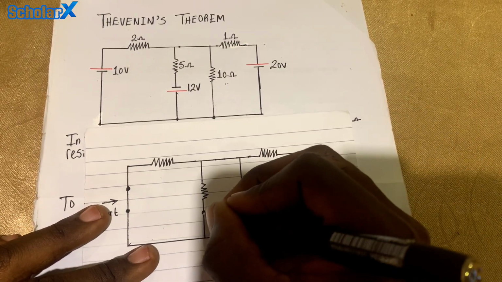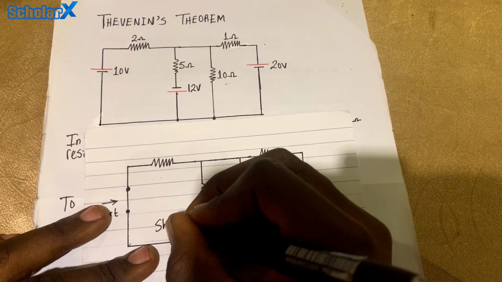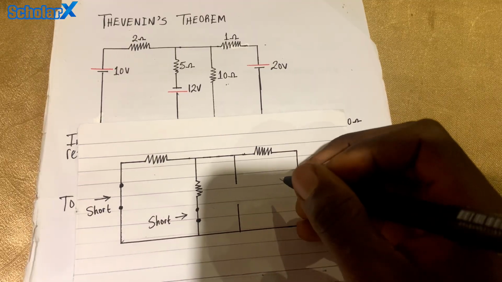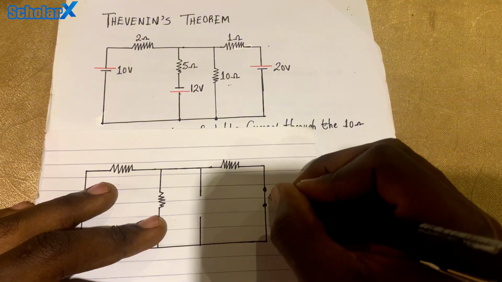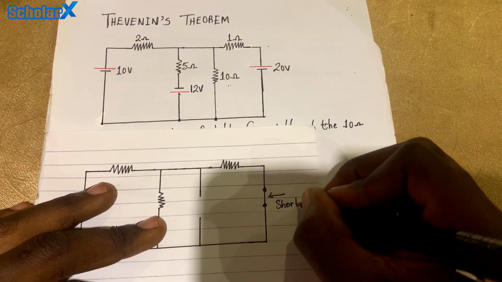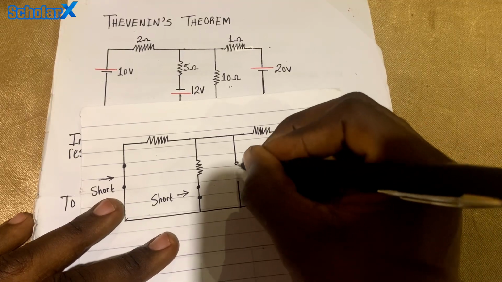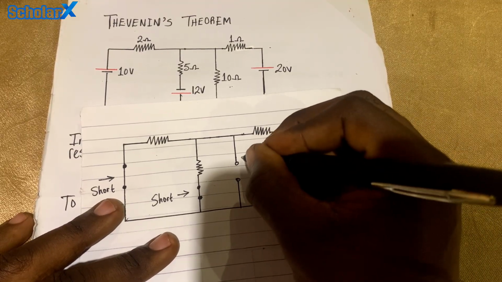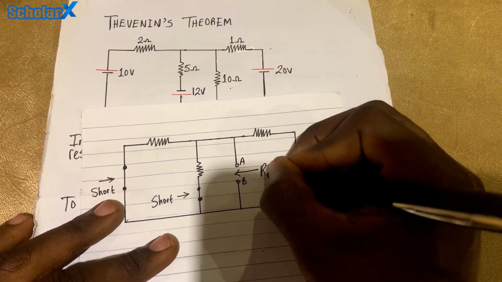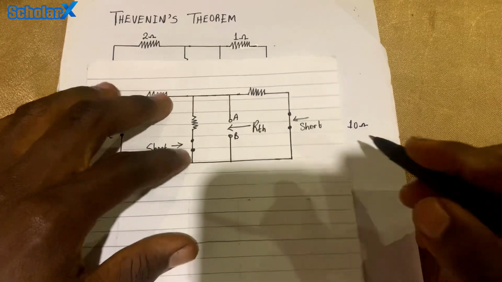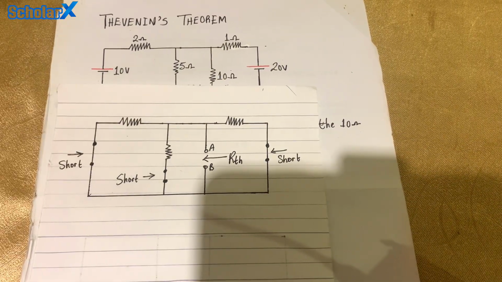So there's a voltage source here. We're going to short these two. And there's a voltage source here too. We're going to do the same for this. All right, we short this, and then we're going to leave this part open because this is where we have the 10 ohms resistor. So let's just call this point AB. So this is our RTH. That's where we have our Thevenin's resistance, because we're looking for the current through the 10 ohms resistor. So we're going to open it. All right, it's going to be open.